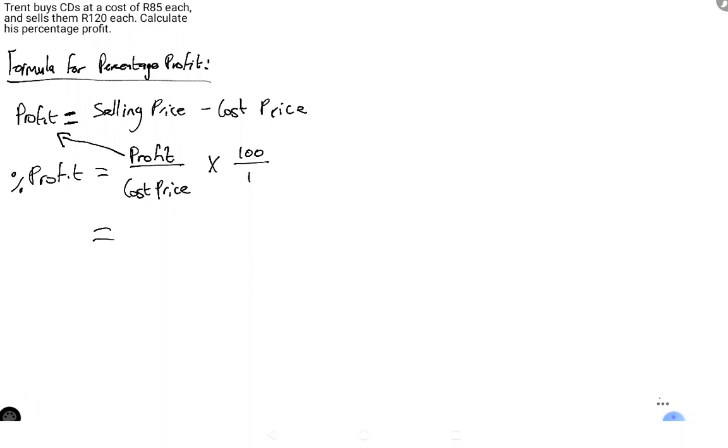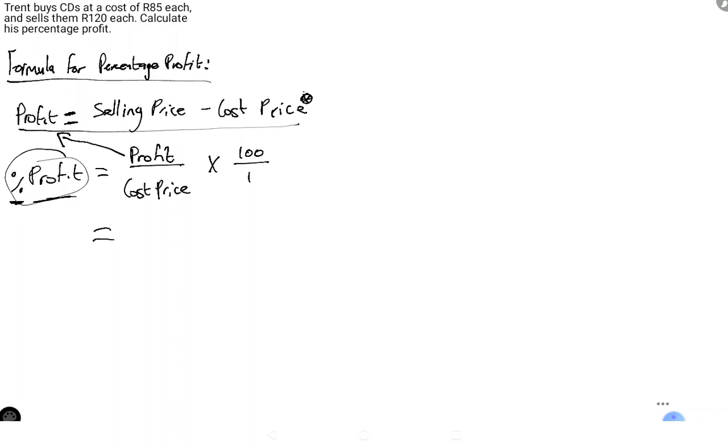And so that's how you get your profit in rands. Then how you calculate your percentage profit: this here is a percentage sign, and that there is profit. You take your profit, which is the value you got in the previous step, and put it as a numerator. You divide it by the cost price, what it cost you, the exact same amount as here. Then you multiply by 100 over 1. Why multiply by 100? Because we're dealing with percentage.